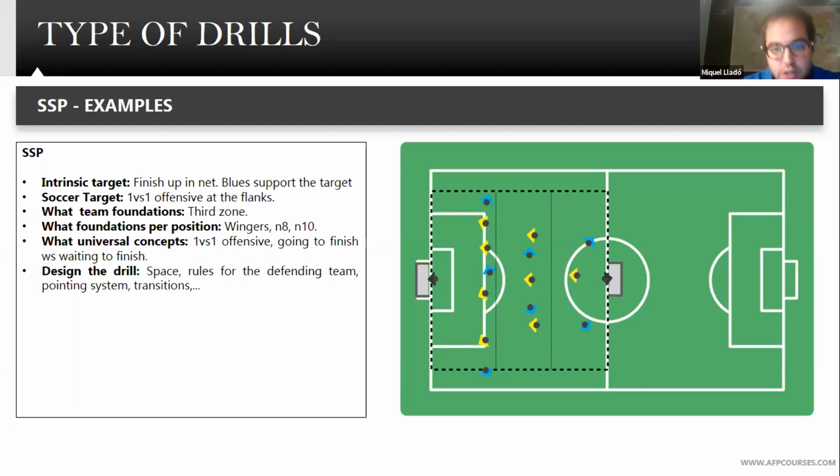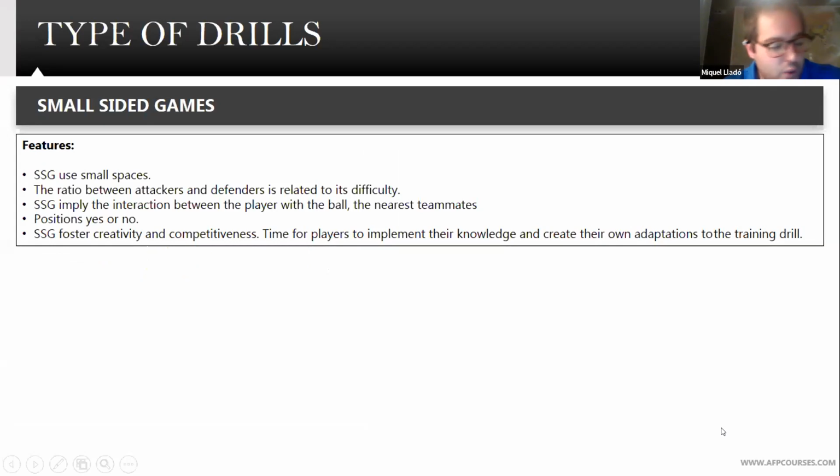Obviously, through rules, through constraints, through additional information that it's too specific to show in a PowerPoint, you would enrich this environment and probably isolate better the concept that you wanted to train in the first place, which in this case, and for this SSP, even though they are useful to apply team foundations, it was just the 1v1 offensive at the flanks. Finally, because I know that I'm being a little bit boring, the small-sided games.